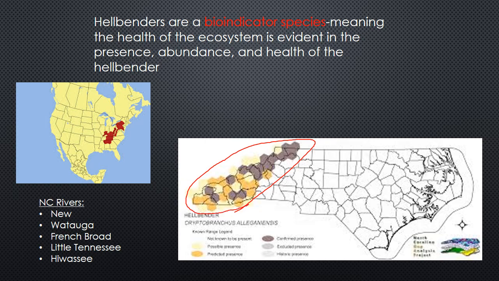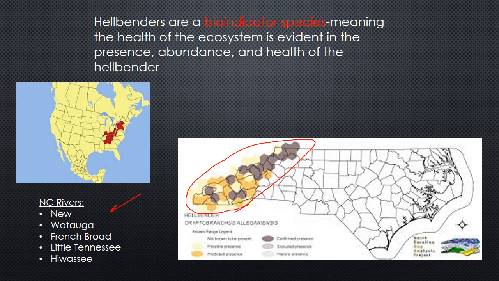So if you look at the distribution of the hellbender, they are right here along our western limit of North Carolina, all along those mountains, like the Allegheny Mountains, the Blue Ridge Mountains. So sometimes their nickname is the Allegheny alligator, and they live in rivers with high water flow, and that's because high water flow means more aeration, which is what this particular salamander needs. And so some of the rivers that they're located in are the New River, the Watauga, the French Broad, the Little Tennessee, and the Hiawassee.